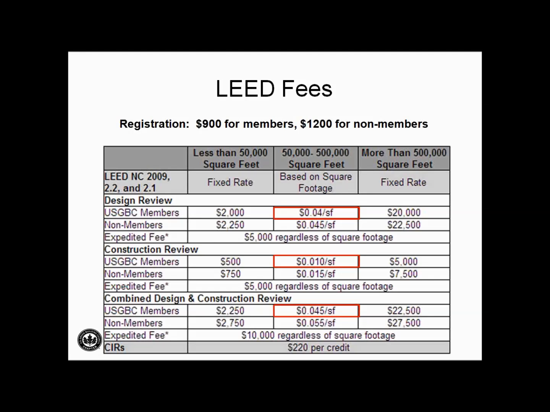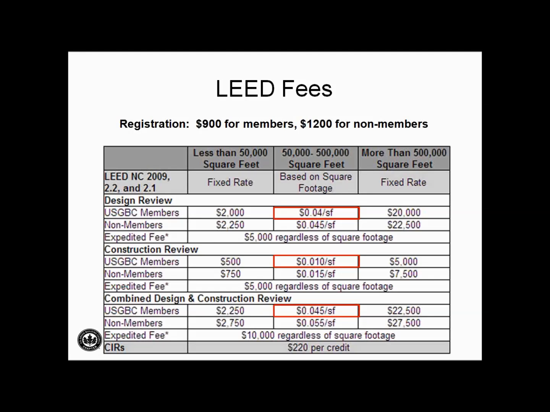Real quickly about the fees, just to give you an idea of what it costs for registration and certification. If you're a USGBC member, your company being a member company, or you're a member personally, registration is $900 just to go through the registration, and then the certification cost at the end when you go to certify it is based on dollars per square foot.